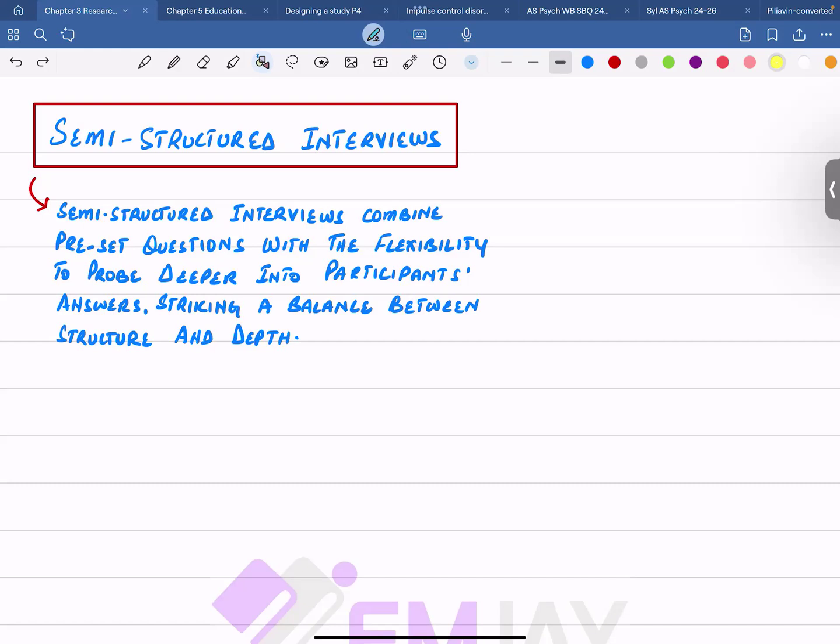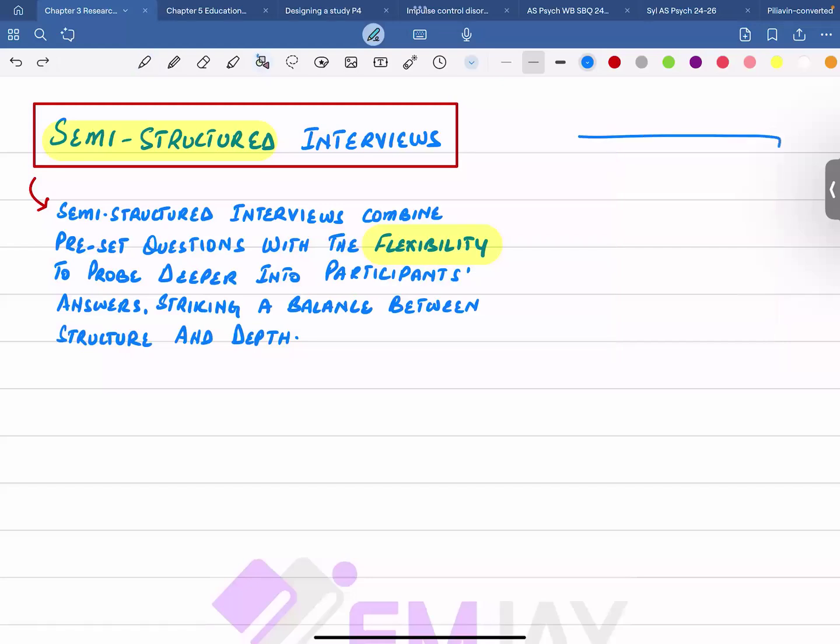However, as we speak about semi-structured interviews, the word semi-structured in itself lets us know that there's flexibility here. We're talking about a questionnaire that would have questions listed down, but the researcher, that is the interviewer, would have the option of adding or subtracting questions from it.